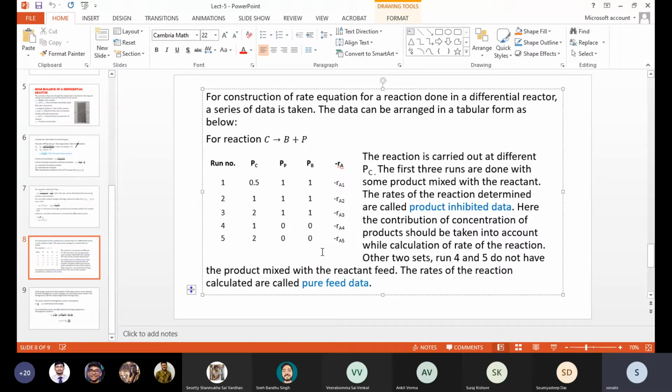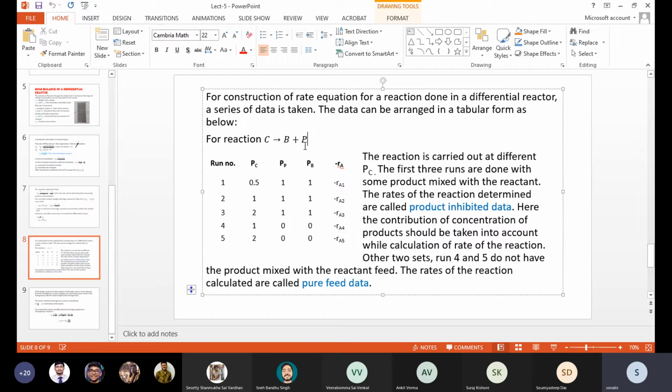If you look at the table, you see that when the reaction is starting, for the first three runs, some products are also mixed with the reactant stream. With the PC, some PP and PB are mixed for the first 3 runs, and the corresponding rates are calculated. But for the 4th and 5th runs, the PC is not mixed with any products. The rates of the reaction which we have calculated for the first 3 runs are called the product inhibited data. Here the product has some inhibition effect on the reaction.